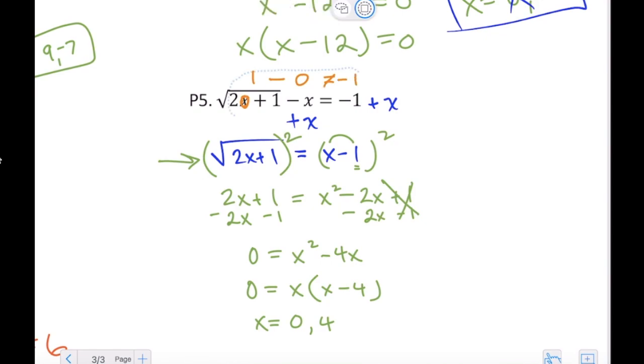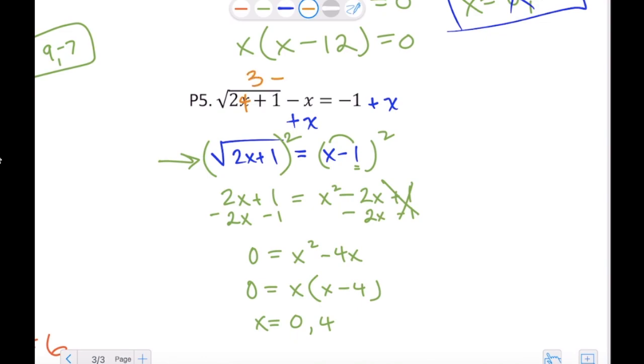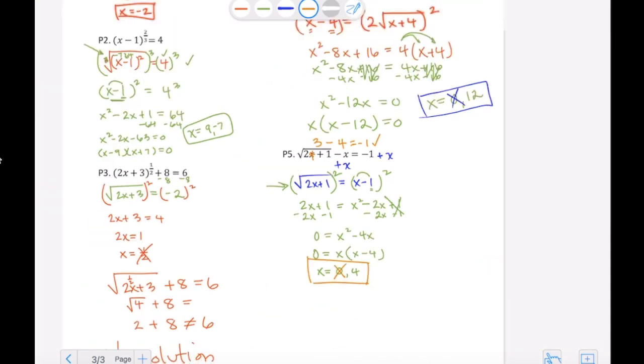But if we plug in a 4, 2 times 4 is 8. 8 plus 1 is 9. The square root of 9 is 3. Minus, if our x is 4, 3 minus 4 does in fact equal negative 1. So we eliminate 0 as one of our solutions and keep the 4.